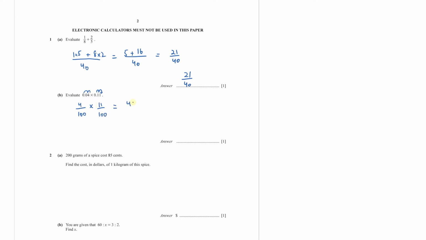11 times 4 is 44 over 1, 2, 3, 4 zeros, which is 10,000. And then I can do this division. I will have to move the decimal 4 places to the left. So 1, 2, 3, 4. So this will be 0.0044.